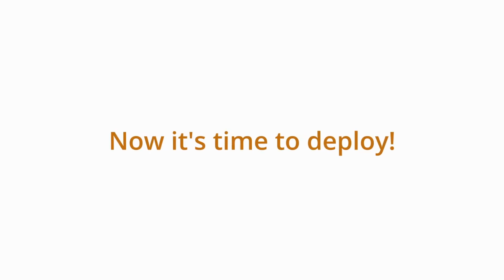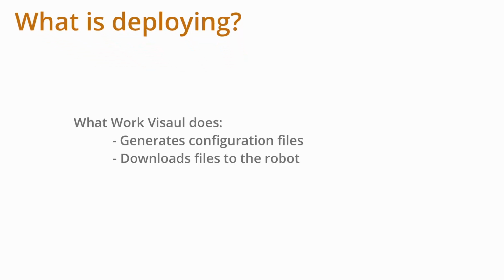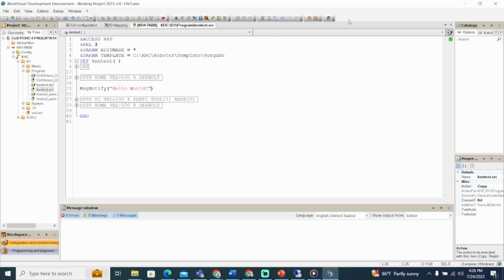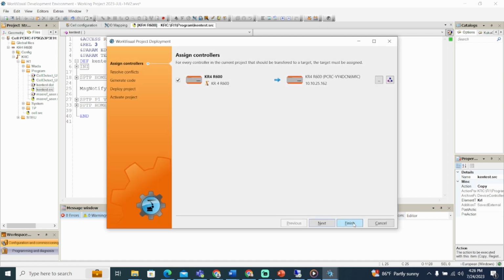After we have saved the modifications, we'll want to transfer or deploy the project to the controller. Deploying the project causes WorkVisual to generate the configuration files that the controller needs and then downloads this information to the robot controller. Click the Deploy button on the toolbar or press F6, then select Finish.